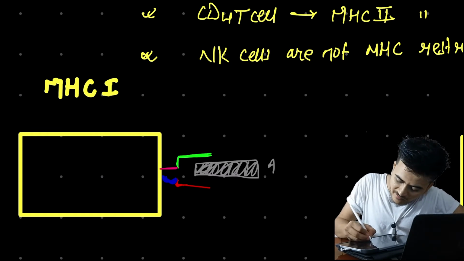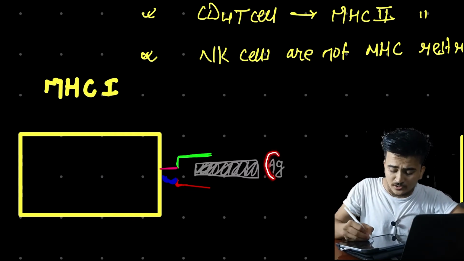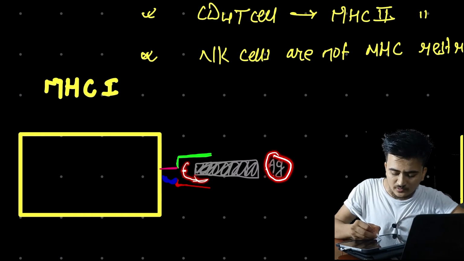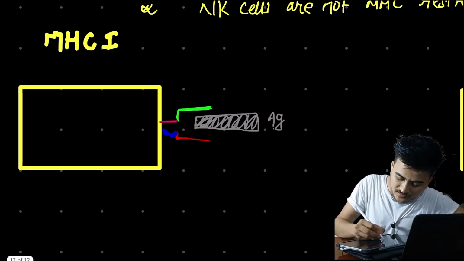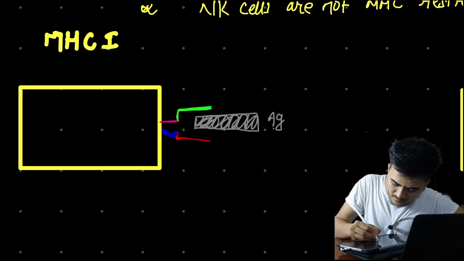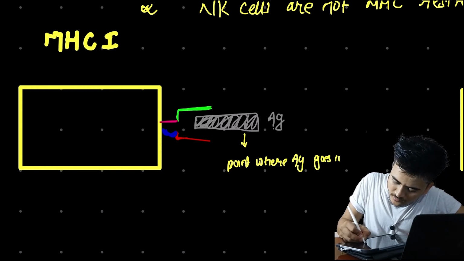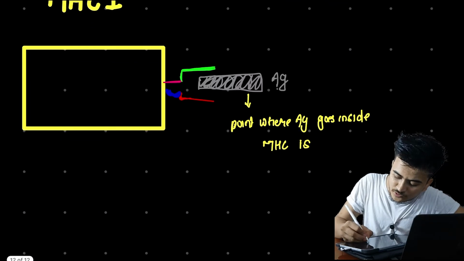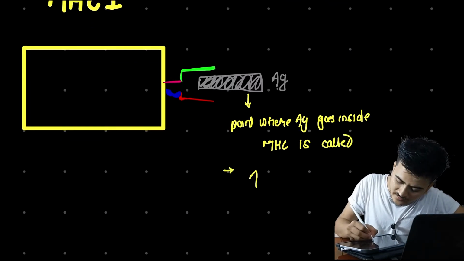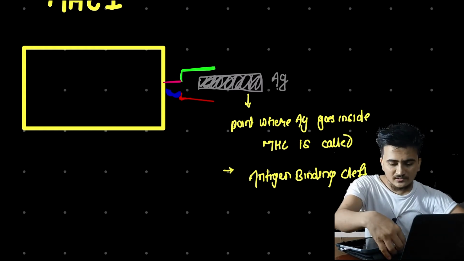This is our antigen. The point where this antigen goes and sits into MHC, that means this place where the antigen goes inside MHC, it's called the antigen binding cleft.